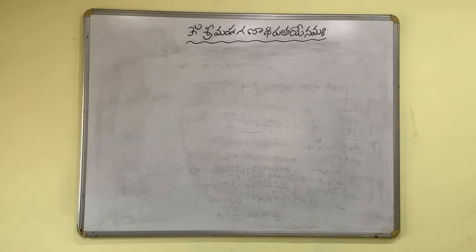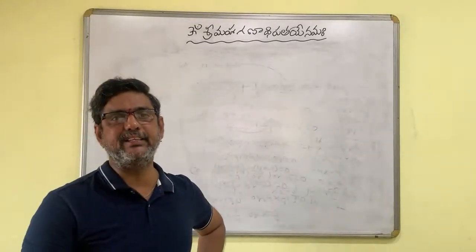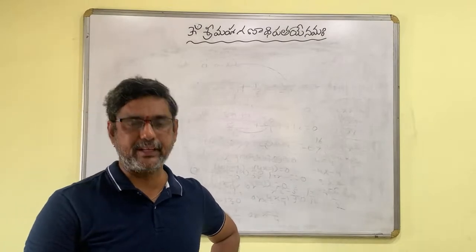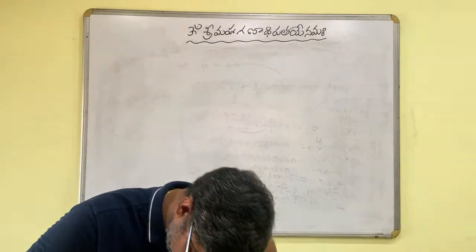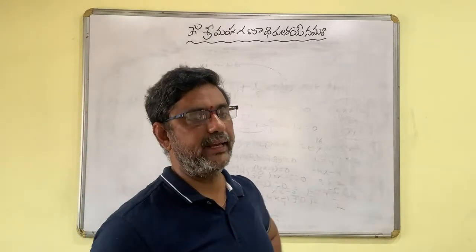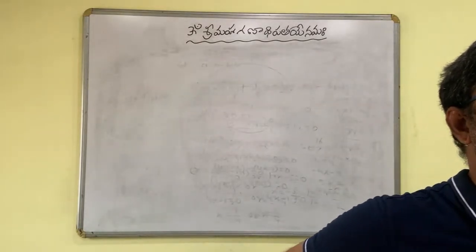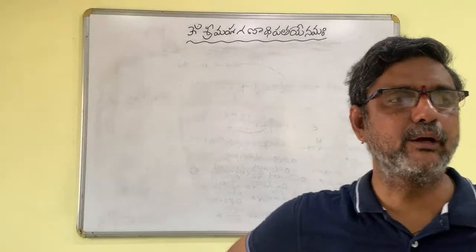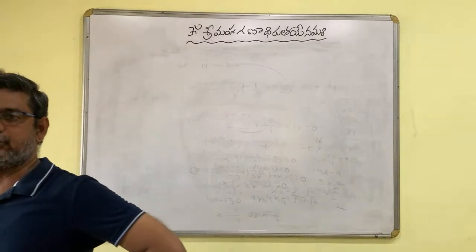Two consecutive positive integers, sum of whose squares is 365. Consecutive means, for example, 2, 3, 4, 5, 10, 11, 13, 14, 21, 22, 54, 55. So, consecutive positive integers, sum of whose squares is 365.